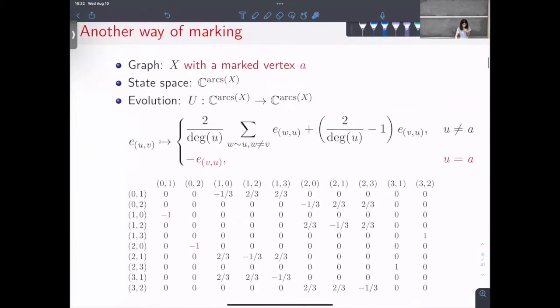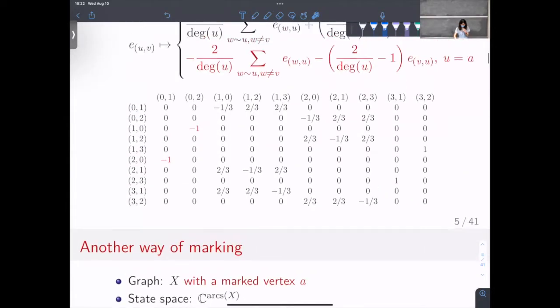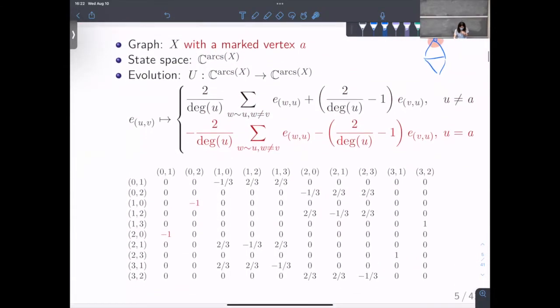Alternatively, I can just send the marked arcs to negative of the opposite arcs. So both those two ways of marking have been studied in the literature. The first one is related to the oracle. So you can describe this as U times a diagonal matrix, which has ones if it corresponds to an unmarked arc and -1 otherwise.